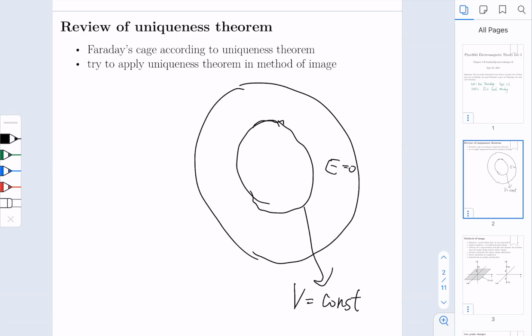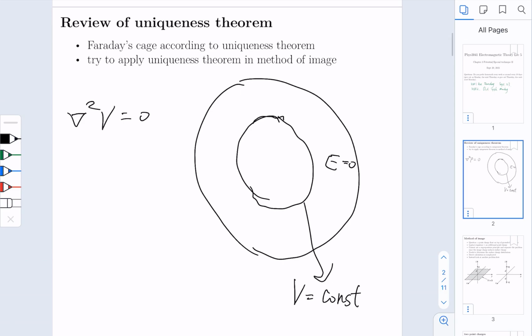is simply a Laplace equation with a boundary condition of V being constant on the edge, right? And for this problem, it's a trivial solution that V is constant, not only on the edge but also inside everywhere. Then if you calculate the E field, the E field will also be 0.